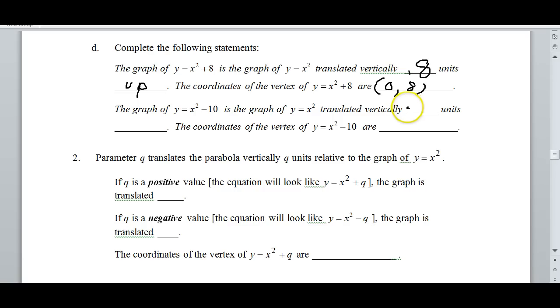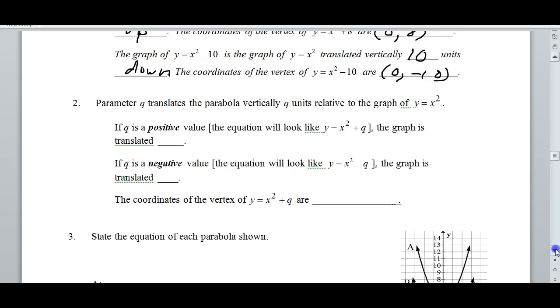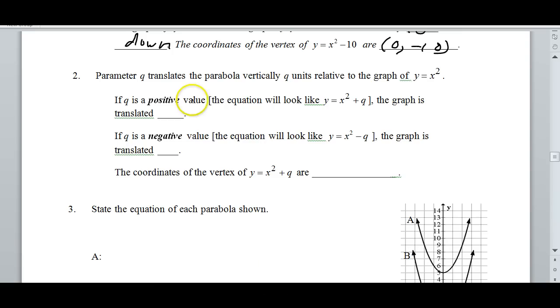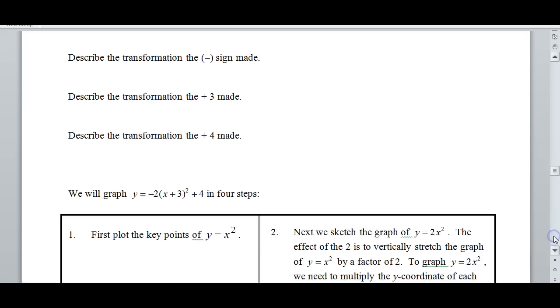The graph of y equals x squared minus 10 is translated vertically 10 units. So how much and which way? Down. The coordinates of this will be 0, -10. Parameter q translates the parabola vertically q units relative to the graph of y equals x squared. If q is positive, then in this case it really does what you think a positive will do. It will translate up, and if q is negative, it will translate down, and the coordinates of the vertex will be 0, q.